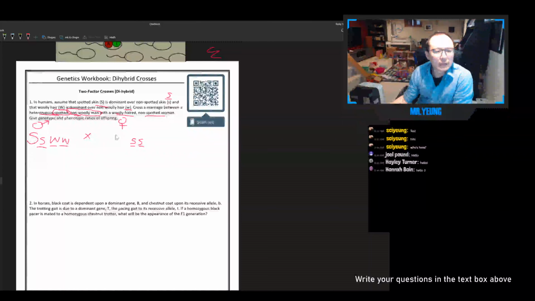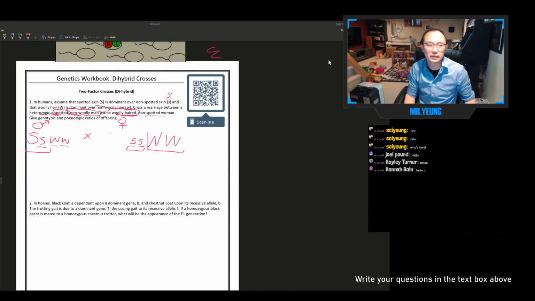Are there any clues about the woolly hair? Is it heterozygous or homozygous dominant here? Let me reread the question. Dominant over non-woolly hair. Okay, cross a marriage between a heterozygous spotted non-woolly man with a woolly hair non-spotted woman. This is still working.